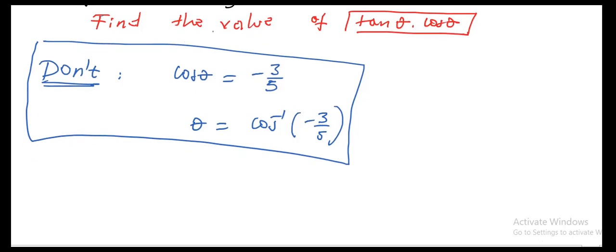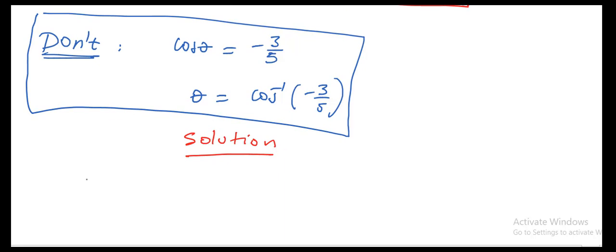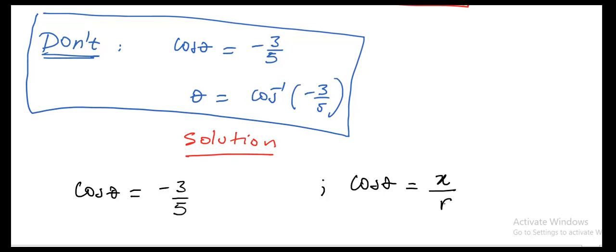How do you solve this problem? Let's write the solution, because that way you would need a calculator. We don't need a calculator to solve this kind of problem. We say cos theta equals -3/5. If you still remember the introduction, cos theta is our adjacent, which is x, over hypotenuse. I told you that the hypotenuse is always positive. This is where we need to make use of it.